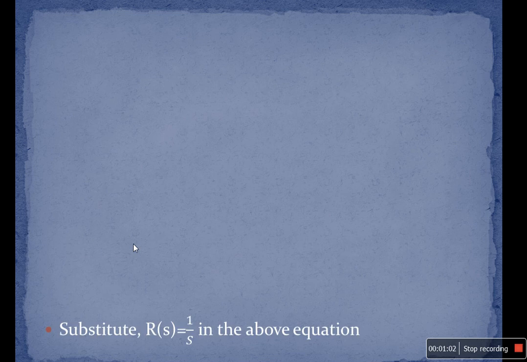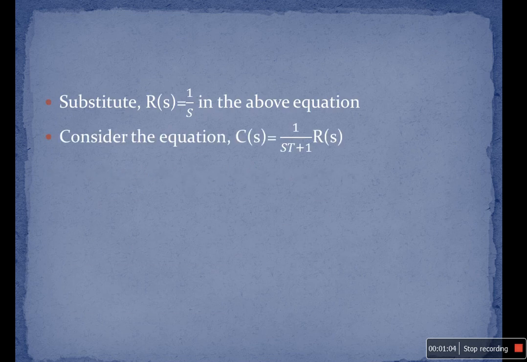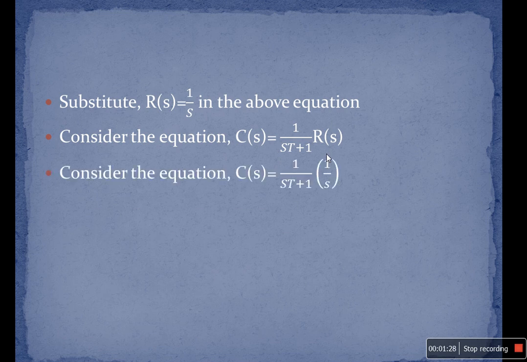So in place of R of s, just substitute the value 1 by s. Then C of s equal to 1 by (s tau plus 1) into R of s. Already we know that this is the first order system because the highest exponent in the denominator of the transfer function is 1, the s power 1. And we are applying the unit step as the input, that's why R of s is 1 by s. So C of s equal to 1 by (s tau plus 1) into 1 by s.